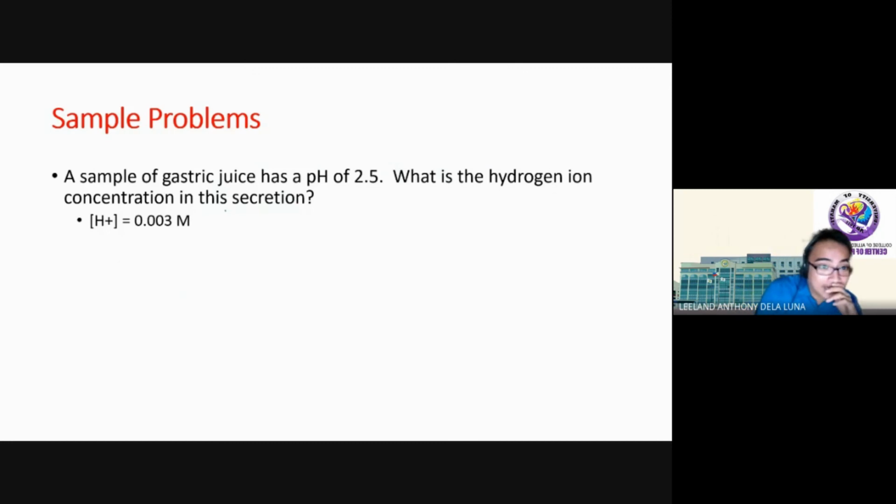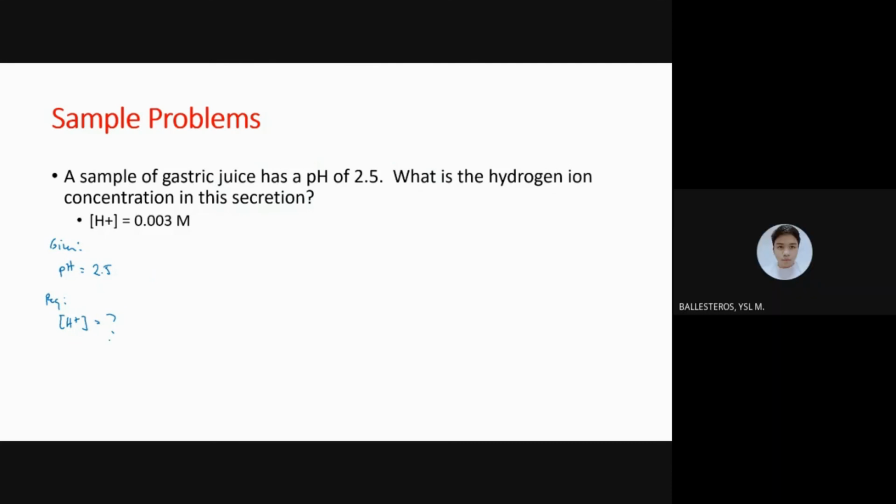So, di ba sabi natin kanina, kung yung given ko pala. Ano ang given ko dito? I have pH which is equal to 2.5. Ang required sa akin is yung hydrogen ion concentration, which is unknown. Correct? So, anong formula ang gagamitin ko dito, class? 1 over antilog. Very good.